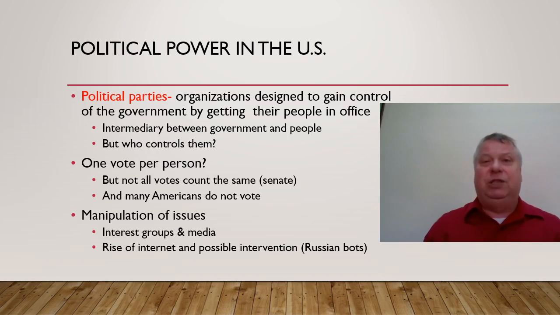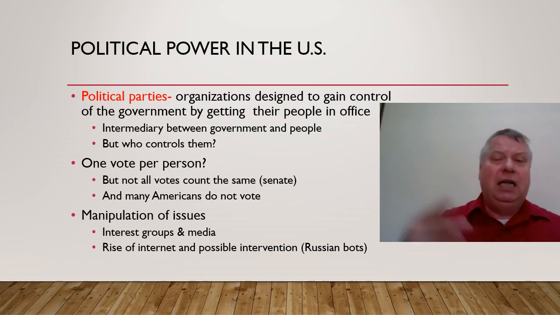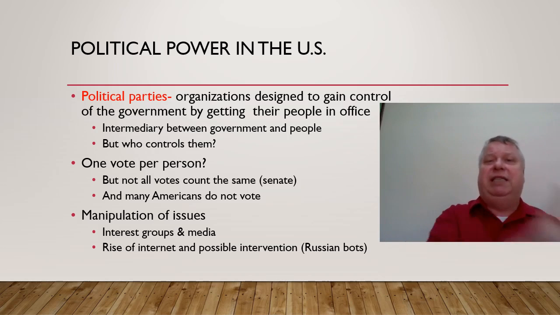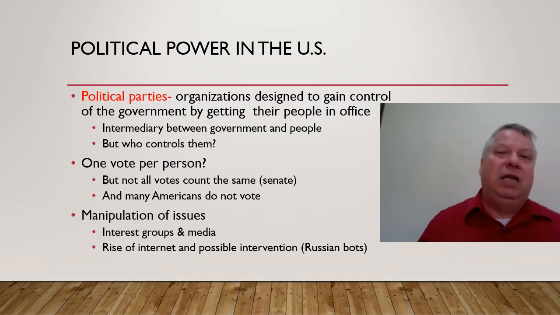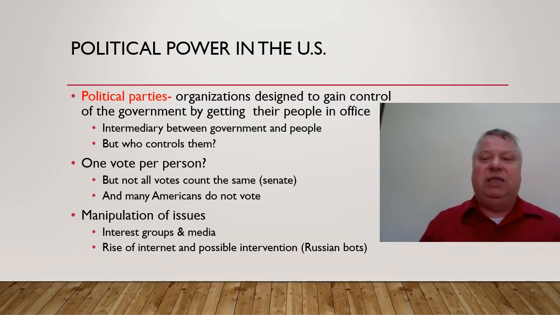Another issue in more recent times is the rise of the internet and possible intervention through the internet, as was alleged in the 2016 elections, where it was alleged that Russia was trying to influence the American elections by having people send messages and claim to be Americans and raise issues in a way to make one party look better than another.